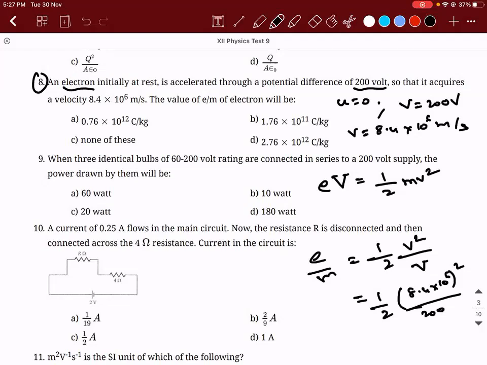8th one. The answer is 1.76 into 10 power 11 coulomb per kilogram. How many of you solved this? I'm also verifying that the answer is right, guys. If there is any contradiction, please let me know. Then I'll proceed with the calculation.